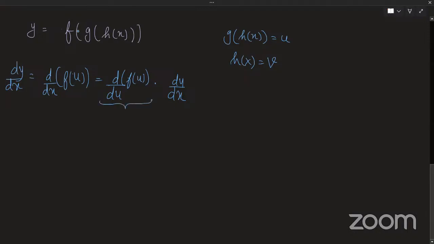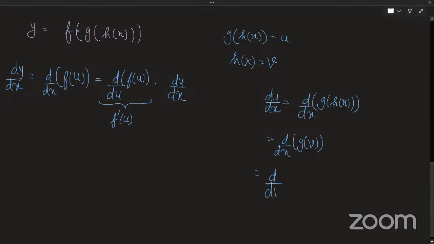Can you tell me what will be d by du of f of u? f dash u. Great. Let us have a look at du by dx also. du by dx is basically d by dx of u. So u is g of h of x. I have asked you to represent h of x as v. So it is d by dx of g of v, right? So it can be written as d by dv of g of v into dv by dx, right?